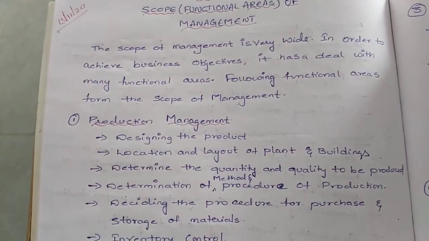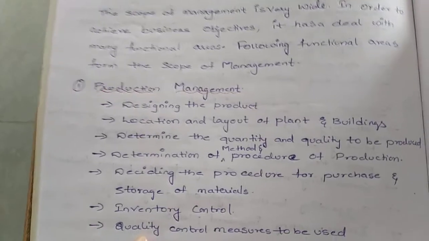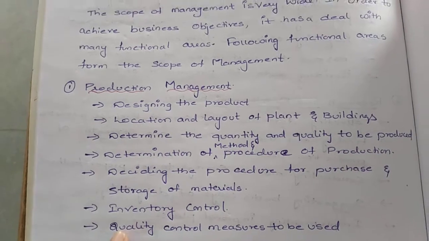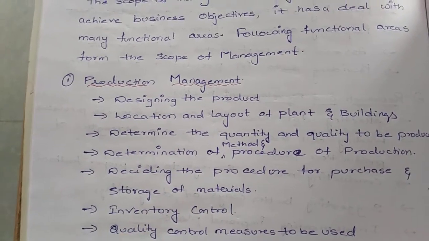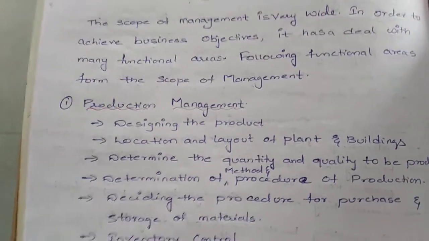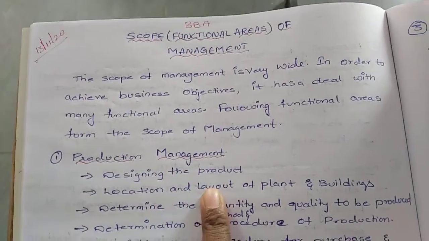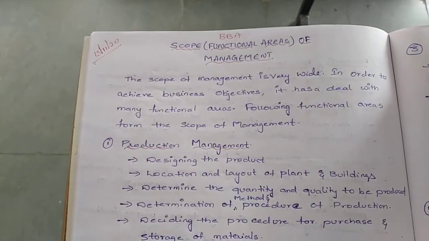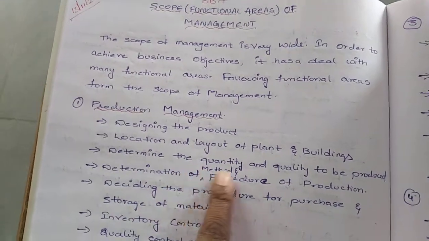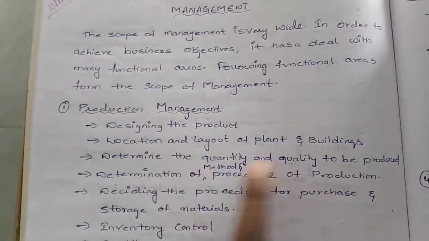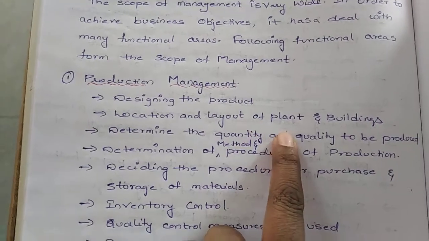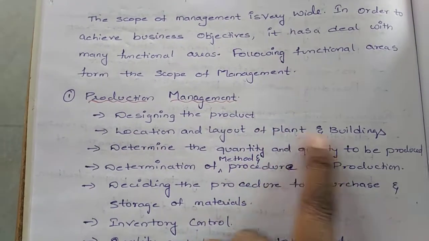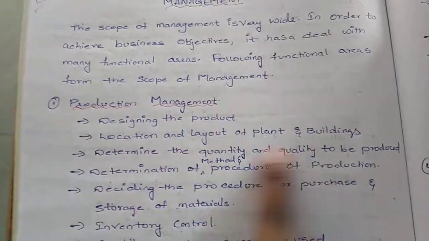He has to see whether the goods are produced in the right quantity, at the right time, and at the right cost. First of all, they start by designing the product they are preparing. Afterwards, location and layout of plant and buildings: where they want to start the business and produce the goods. For that, a plant or building is required, so they have to see that location.